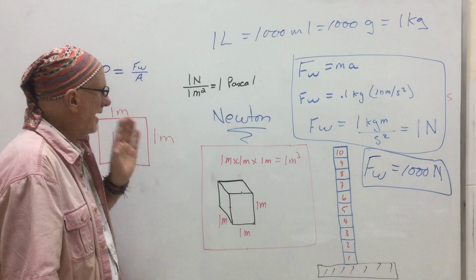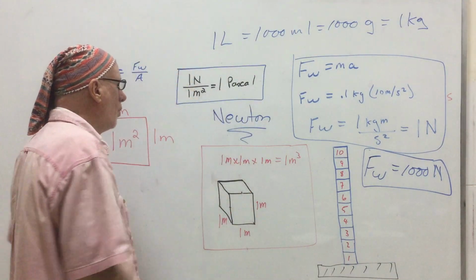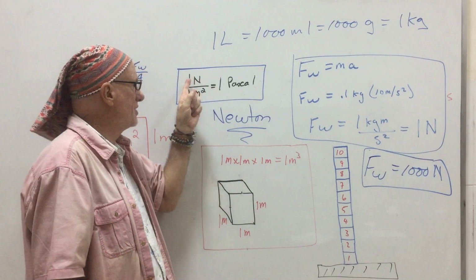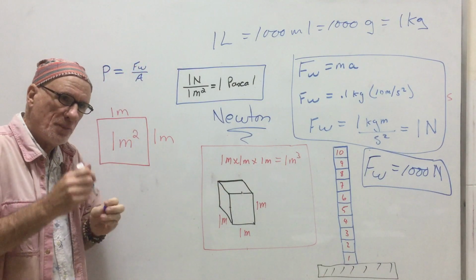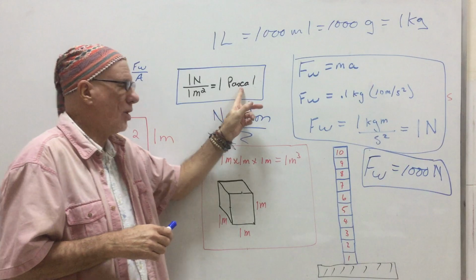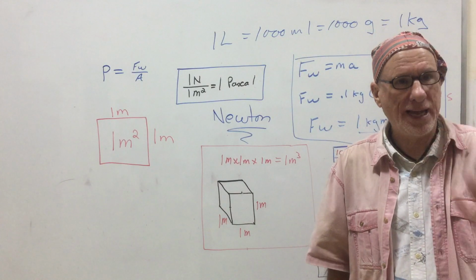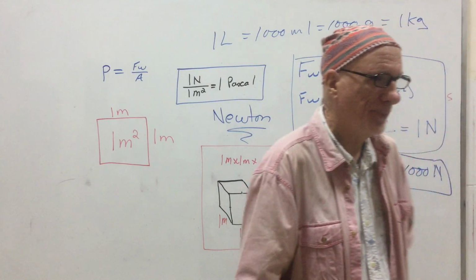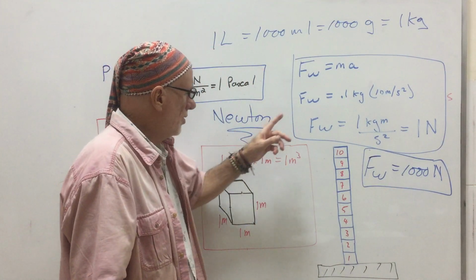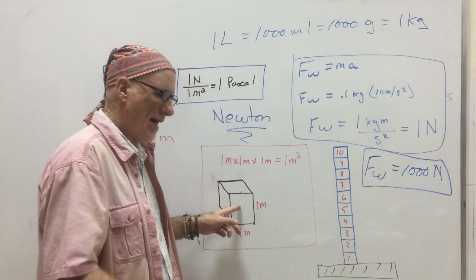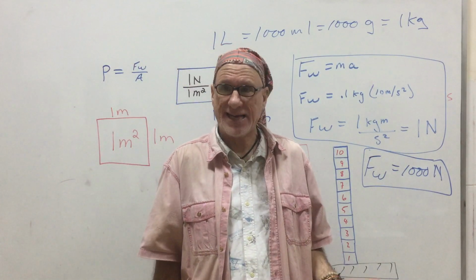Now, I've got to give you a term. 1 Newton per 1 square meter. If I had just 1 Newton per 1 square meter, that would be called a Pascal. That's the pressure, Pascal, named after Blaise Pascal. We won't talk about him today. So 10,000 newtons per square meter, that's 10,000 pascals, correct?